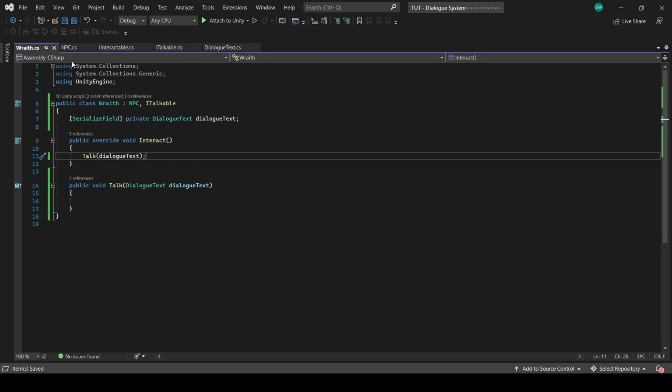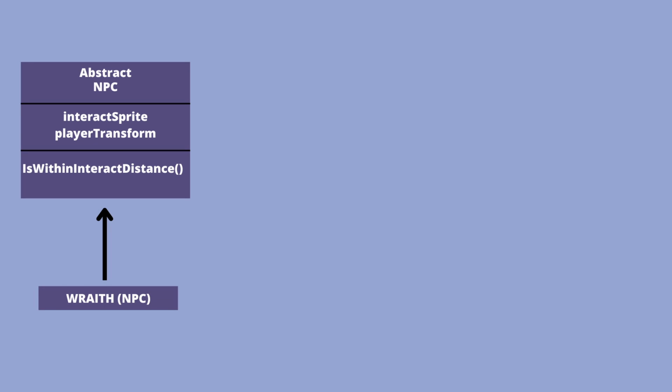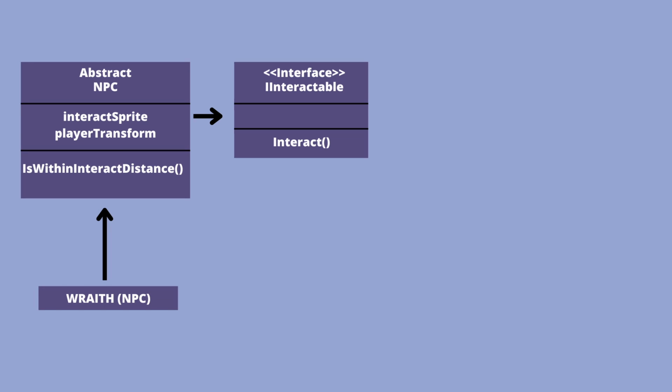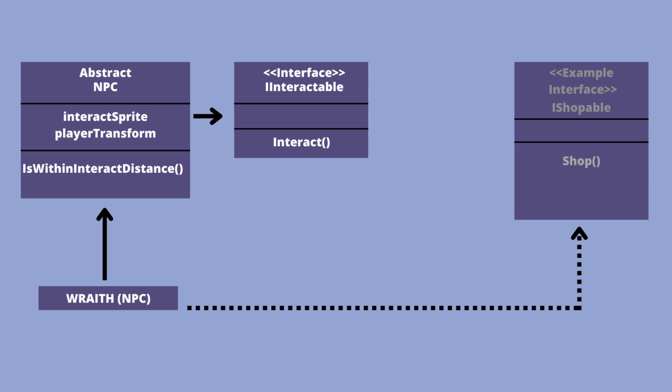Hopefully you understand how this works. We created the NPC class. All NPCs are going to be interactable. That's why we added interactable to the NPC class, not our Wraith class. We might as well add it to the NPC class because all NPCs are going to be interactable, but not all of them are going to be shoppable or talkable.